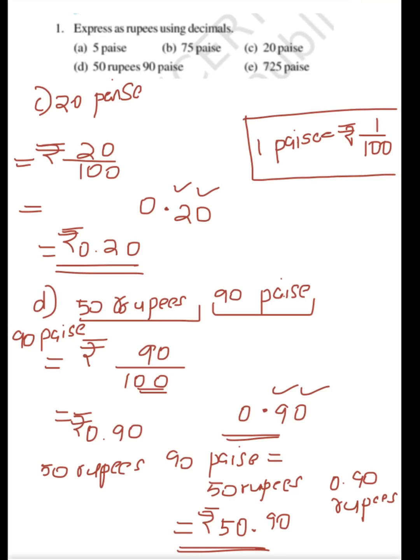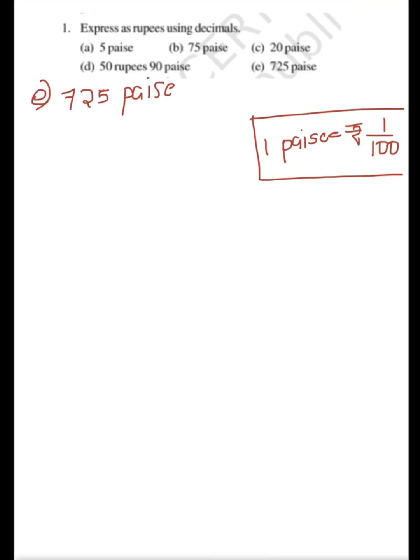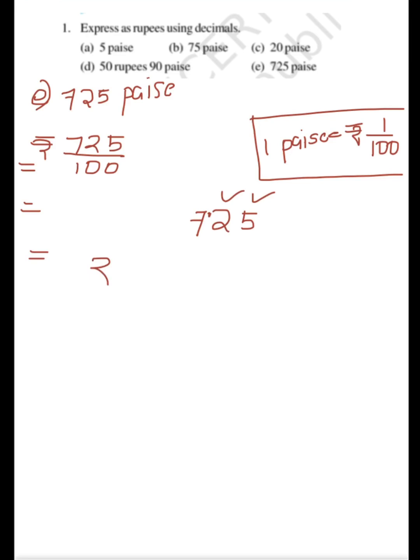Okay. Now let's see E. In order to convert it into rupees, what you have to do? You have to divide it by 100. Then you will get the answer in rupees. So what will be our answer? 725 means after two numbers you have to put the decimal point. So 1, 2. Here you will put the decimal point. So our answer will be rupees 7.25. So this is the answer for these questions.